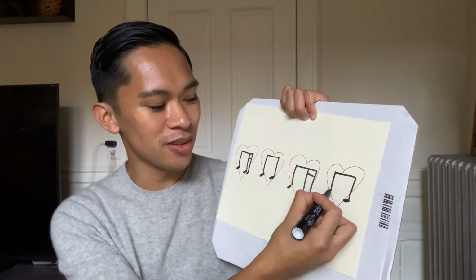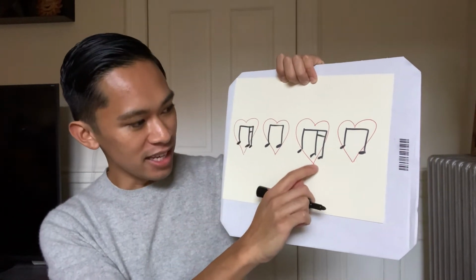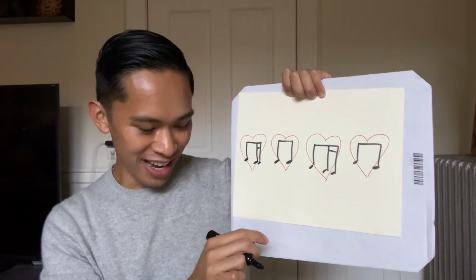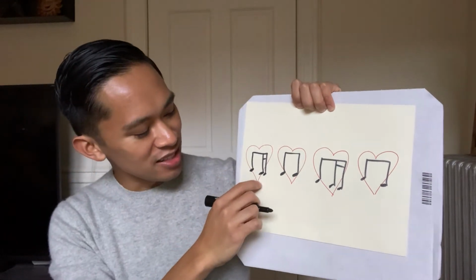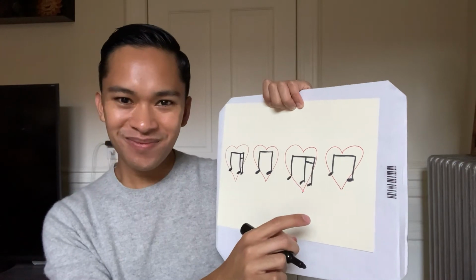So let's read this phrase. Ready? Tika tt, tika tt. Sing it again. Tika tt, tika tt. Nice, very good. All right, so now we have gone over our rhythms.